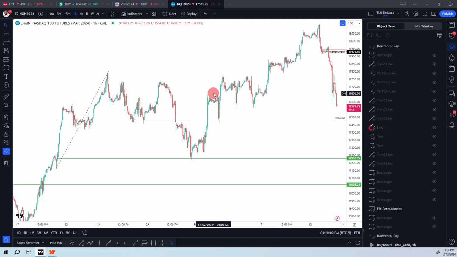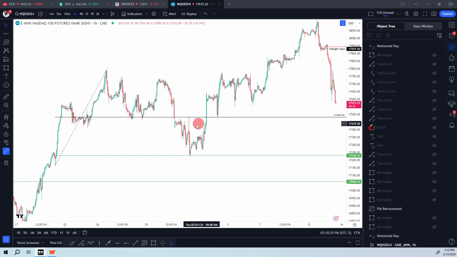Once we get displacement up, where did we consolidate there, and where's the fair value? At equilibrium. We come back to fair value. See what I'm saying? And then we push up again. Now you follow what I'm saying?